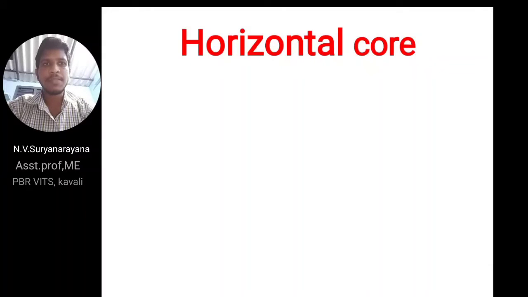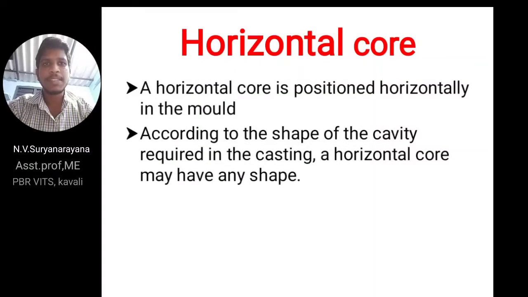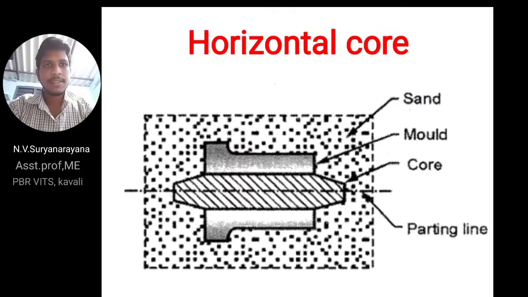First of all, I am starting with horizontal core. These are all about cores. What is horizontal core? As its name implies, horizontal core is positioned horizontally in the mold. You can see in this figure, horizontal core is placed horizontally in the mold. In the middle one, I am showing the core part, which is made up of sand.